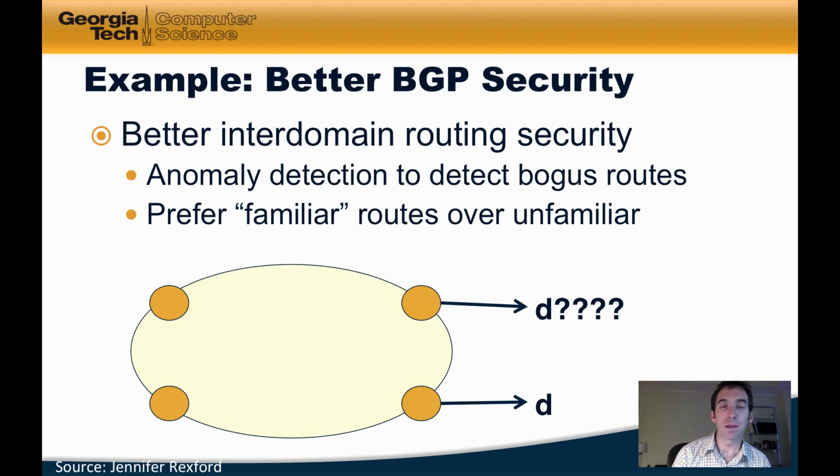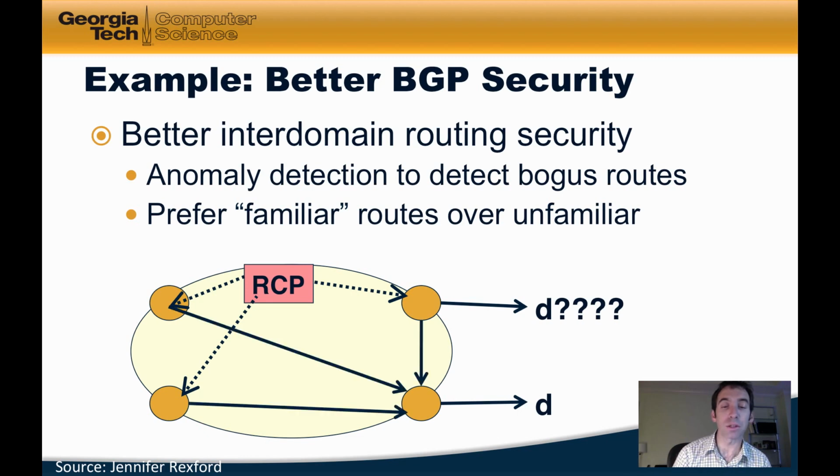So one idea might be to use an existing anomaly detection system to detect suspicious or bogus routes and to prefer familiar routes over unfamiliar routes. So if a particular autonomous system learned two routes to a destination D, one of which looked suspicious and the other which did not, the control plane, or an RCP for example, could tell the routers in that autonomous system to all prefer routing to that destination via the preferred route.